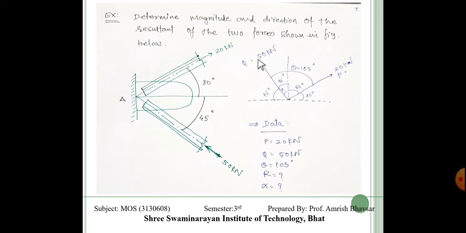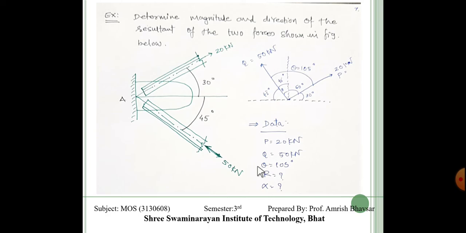Just considering this force in the direction of tensile, we will get this kind of shape. Now the angle here is 45, so it is 45, it is 60, it is 30. Now we will get the data from this. P is equal to 20 kilonewton, Q is equal to 50 kilonewton and theta is equal to 105 degree. Now we have to find R and alpha.